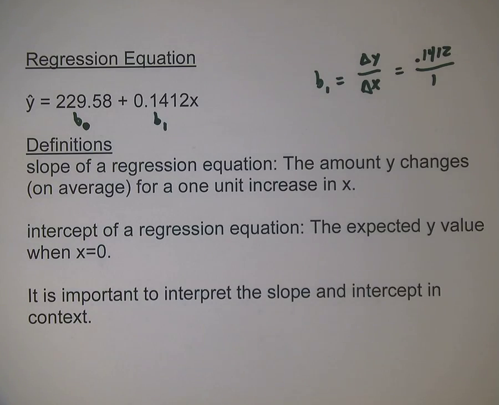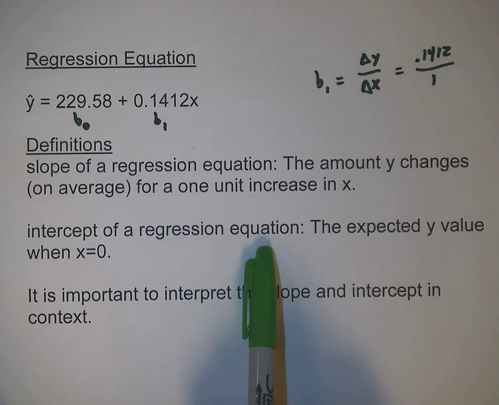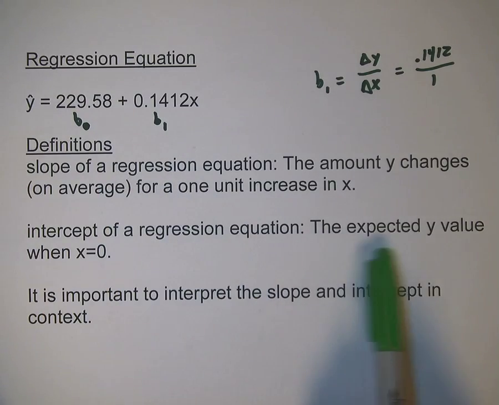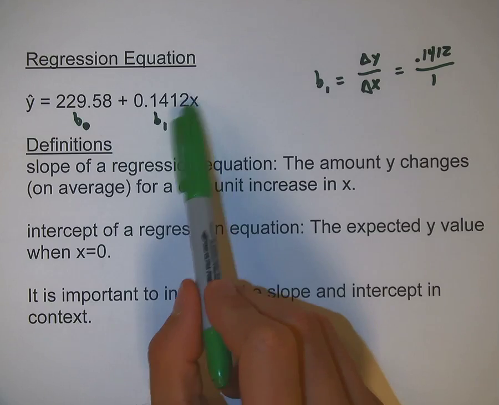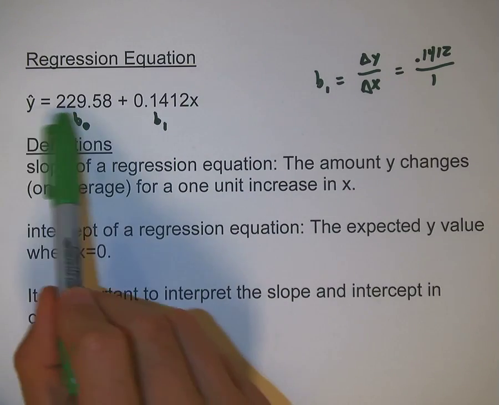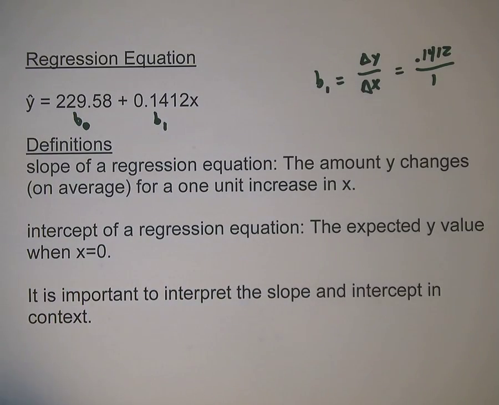Okay, and then the intercept of a regression equation, that's that b sub 0, is the expected y value when x is 0. And that's pretty easy to see. If you put 0 in for x here, the y hat value will just be this. All right, now it's important to interpret the slope and intercept in context. So that's what we're going to do next.